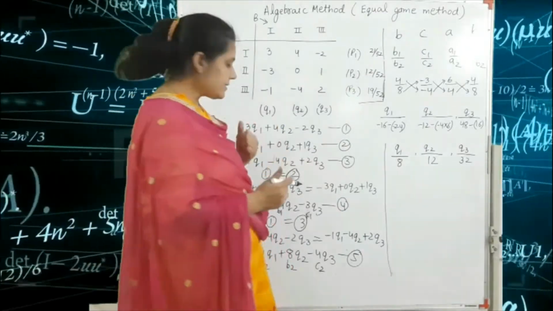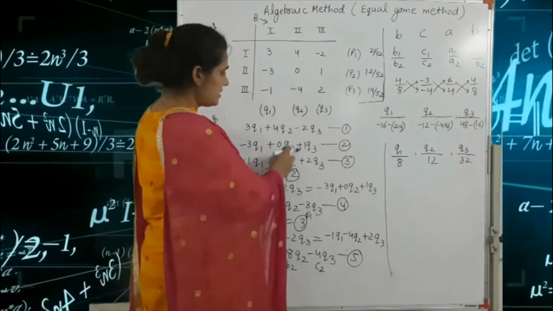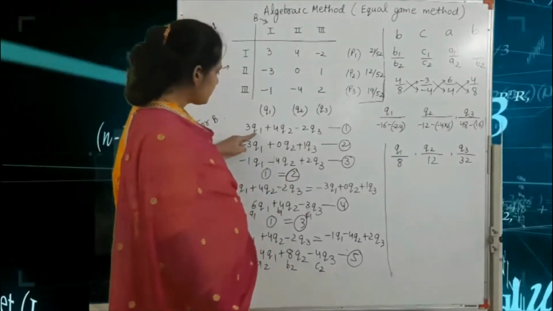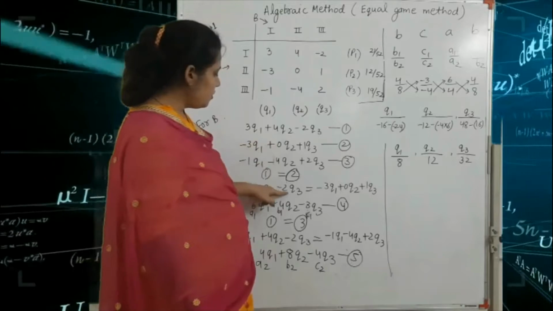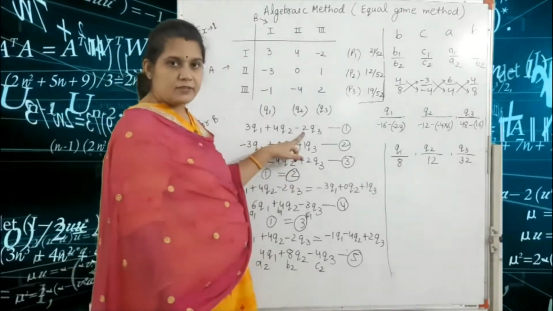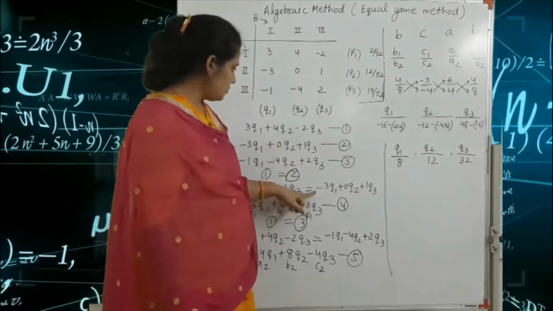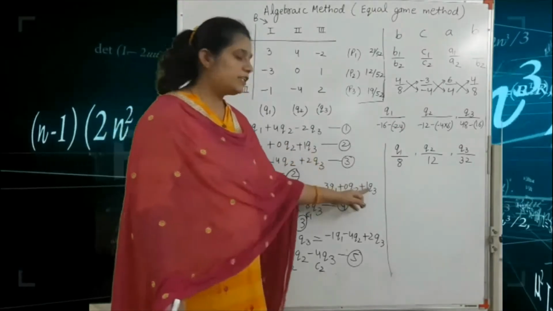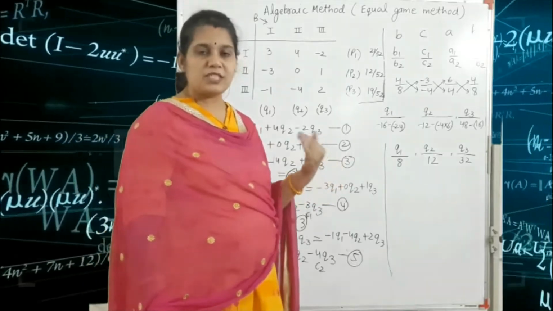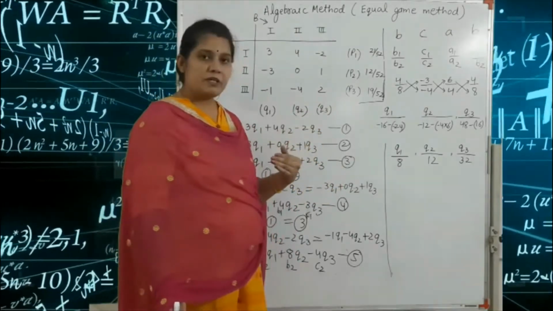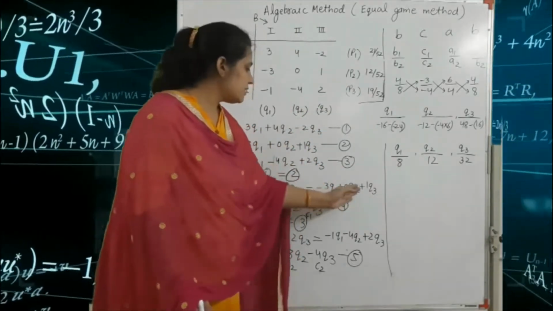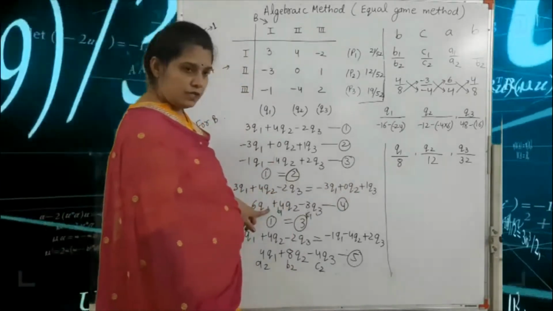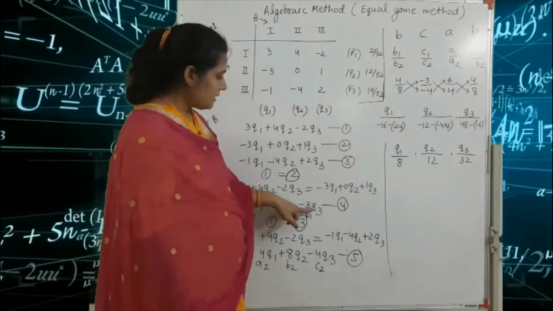Okay. Next step is what? Next step is we consider equation 1 is equal to equation 2. So we write here 3Q1 plus 4Q2 minus 2Q3, this is equation number 1, is equal to minus 3Q1 plus 0Q2 plus 1Q3, this is equation number 2. So just like we did when finding P1, P2, P3, we take this equation to the left hand side. So we get 6Q1 plus 4Q2 minus 3Q3.